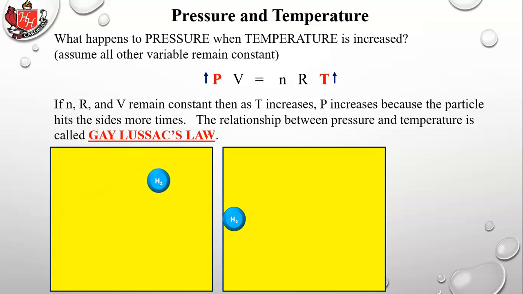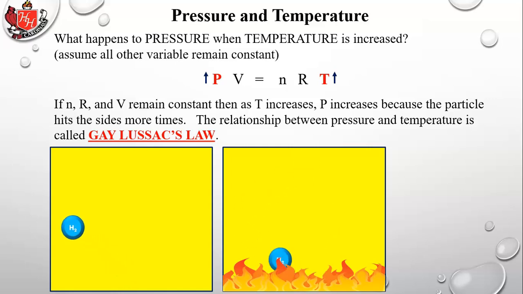So if N, R, and V remain constant, then as T increases, P increases because the particle hits the sides more times. The relationship between pressure and temperature is called Gay-Lussac's law. So there you see the same two particles in the same volume. The volume is constant. The number of particles is constant, the same, but the one that has the higher temperature has higher kinetic energy and therefore moves faster.